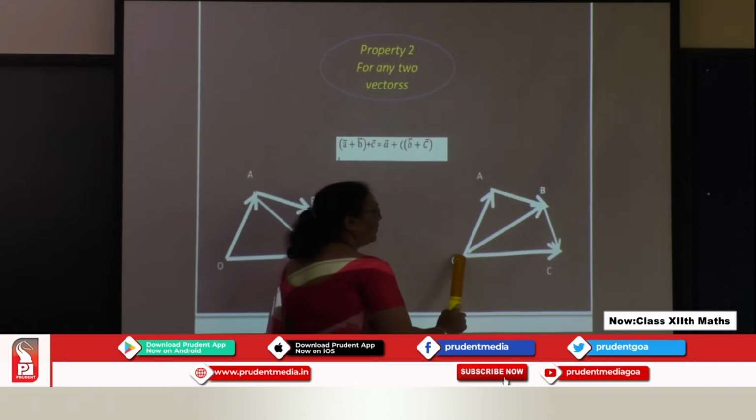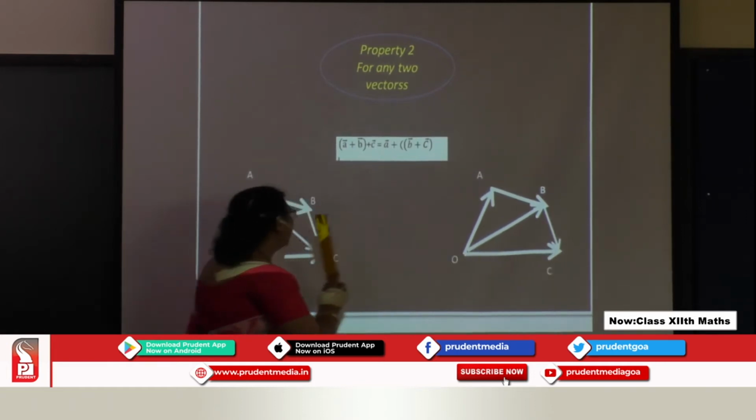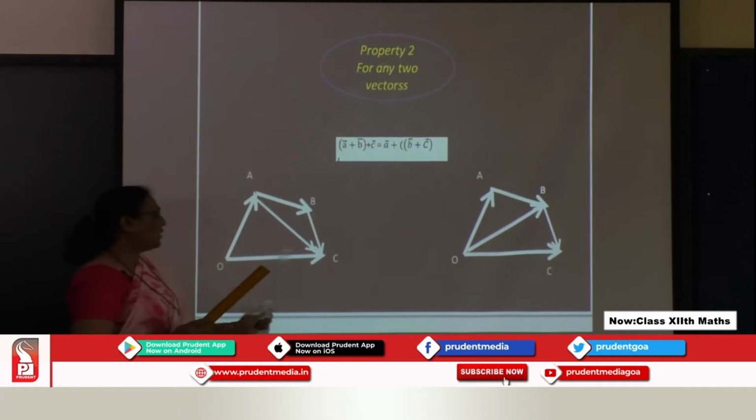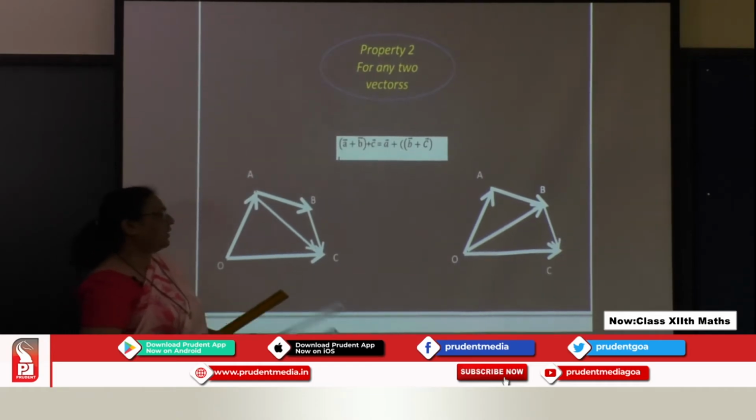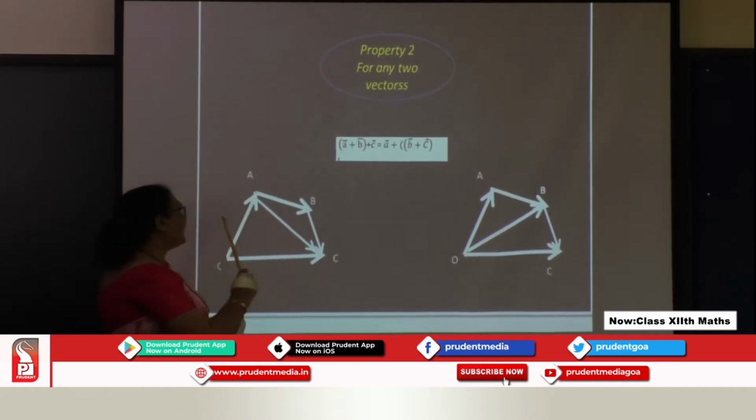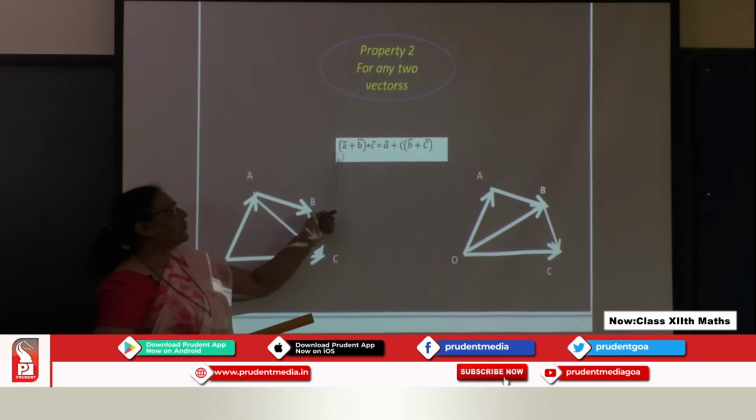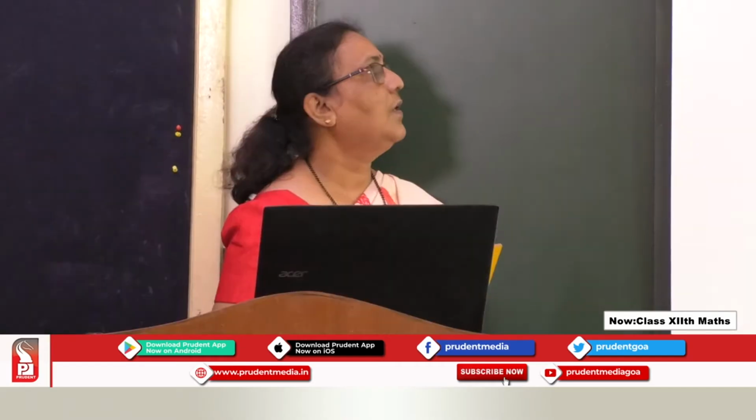So, finally from here you have to reach here. There are two ways of going from O to C. This is one way, this is another way, and if you take A, B, C, then you will get this associative property of vector addition.